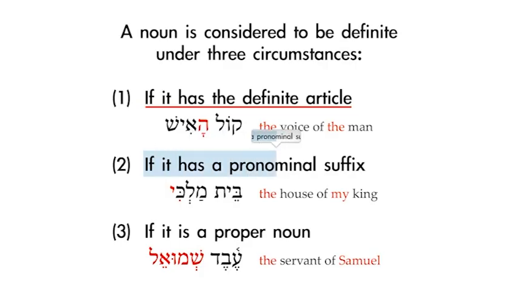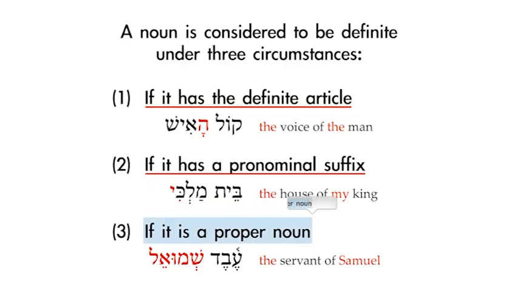However, if the absolute noun has a pronominal suffix, it's also considered to be definite, as in Beit Malki, the house of my king. The pronominal suffix on "king" makes the absolute noun definite, and therefore the entire chain is definite. And finally, if the absolute noun is a proper noun, it is considered to be definite. So in the example, Eved Shemuel, the servant of Samuel, because the absolute noun is a proper noun, the entire chain is considered to be definite.